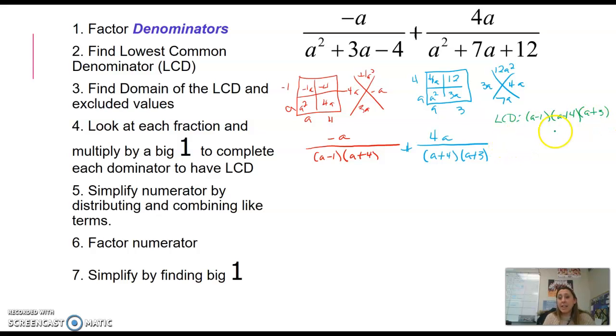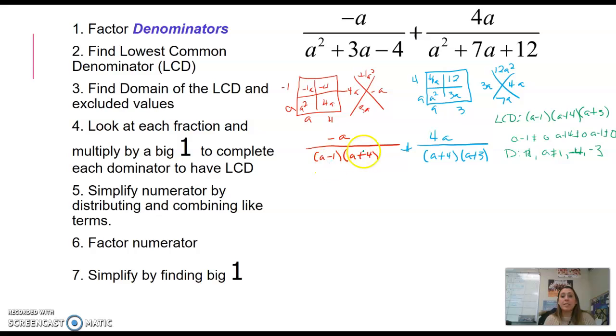Now that I have it, I'm going to go ahead and find my domain. So a minus 1 is not equal to 0, a plus 4 is not equal to 0, and a plus 3 not equal to 0, and solve. So go ahead and do that on your own. Okay, so now that I've got that, my domain is all real numbers, but a cannot equal 1, negative 4, and negative 3. And you get that by solving. So I would add 1 to both sides. I get a cannot equal 1, and those things. So if you need help on that, please ask your teacher, either myself or Ms. Wadley.